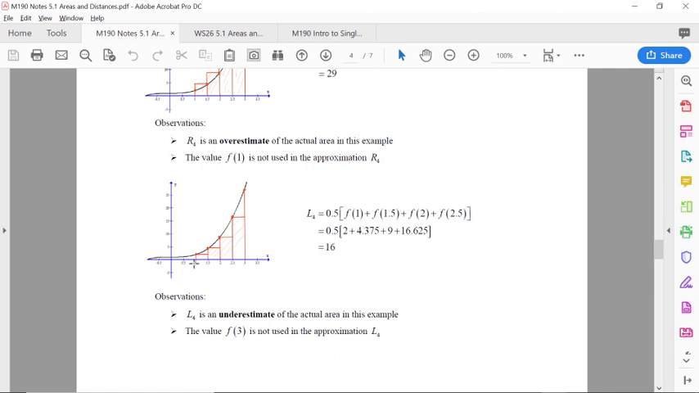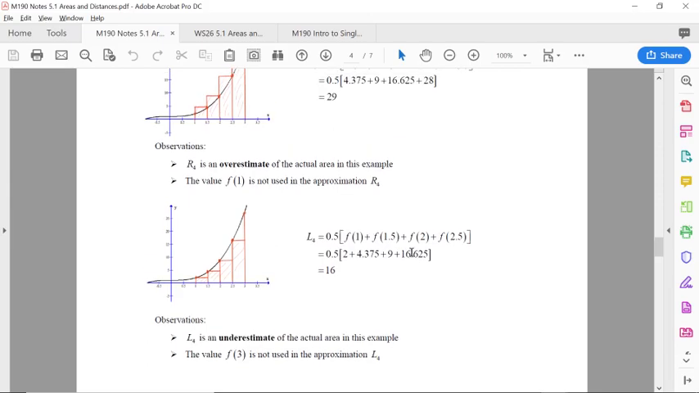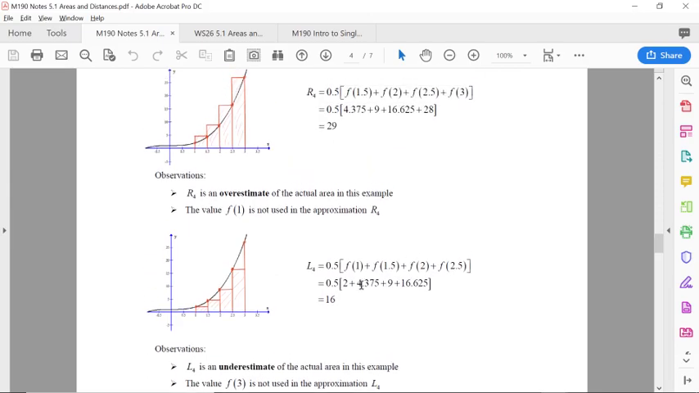x1 star would equal 1. x2 star is 1.5, x3 star is 2, and x4 star is now 2.5. Up here, x4 star was equal to 3, at the right edge. But down here, x4 star is actually equal to 2.5. Now the associated heights, notice some of these heights are going to overlap with left endpoint versus right endpoint. We still have the height of 4.375. We still have the height of 9. We still have the height of 16.625. Those are still included.